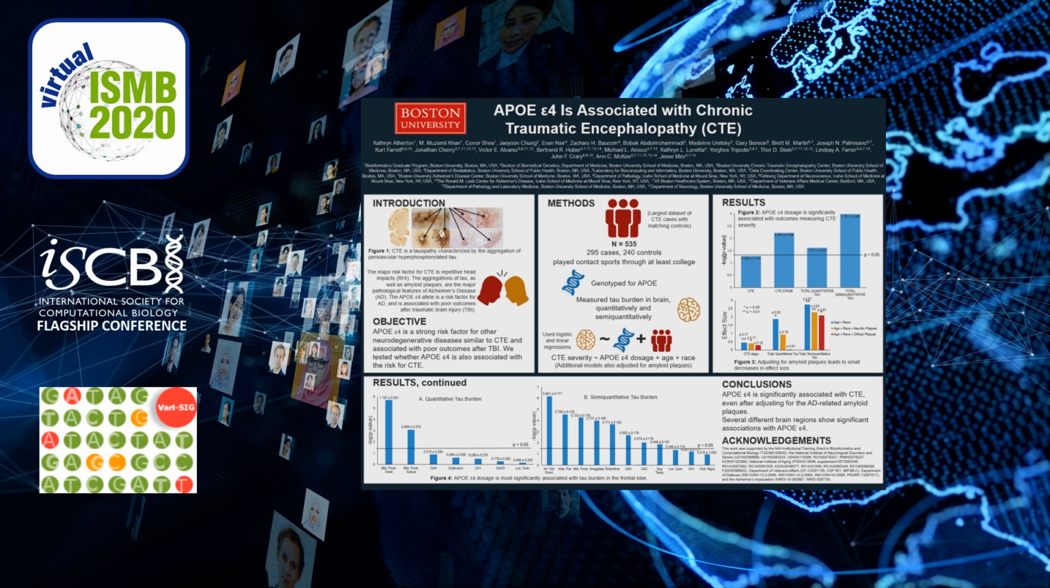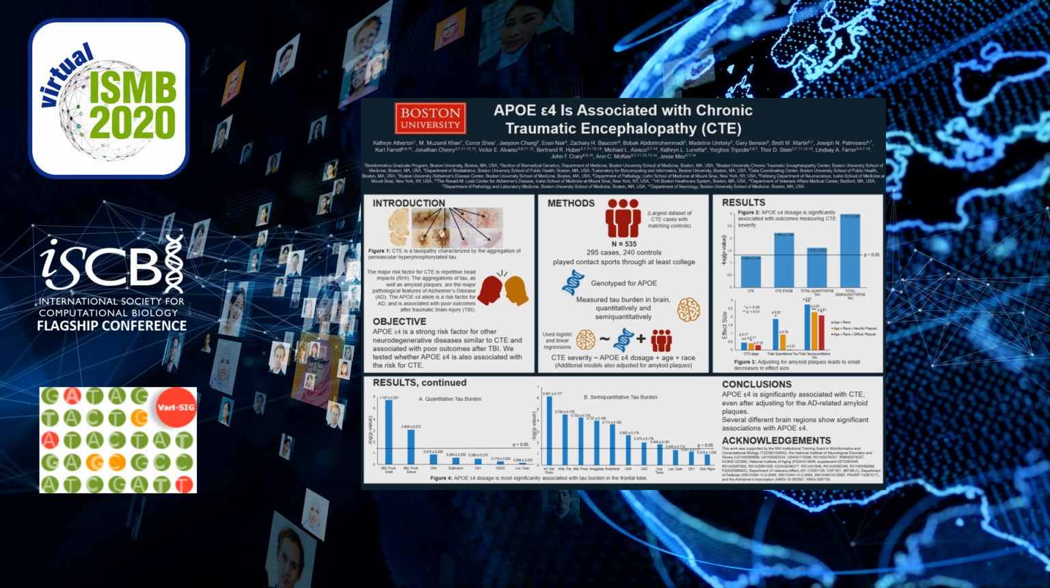All of these subjects were genotyped for the major APOE alleles, and we calculated their dosage of the E4 allele. Additionally, we measured the tau burden in their brains, both quantitatively, based on digital slide scanning, and semi-quantitatively, based on neuropathologist assessment across multiple brain regions commonly affected in CTE.